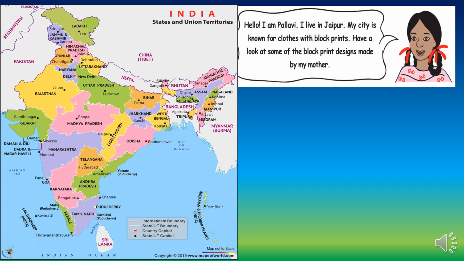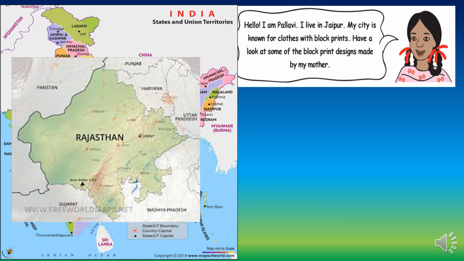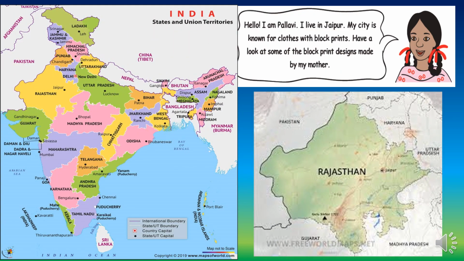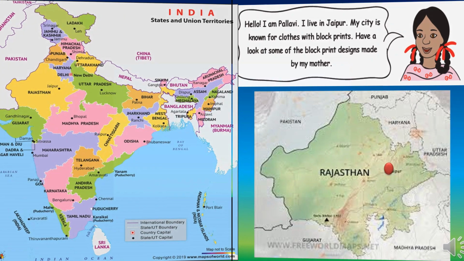So first of all, let me tell you about Jaipur. Jaipur is the capital of Rajasthan. Here in the map of India you can see this yellow color, map of Rajasthan, right? And in the map of Rajasthan, here is Jaipur, the capital city. It is also known as Pink City. Jaipur is famous for block printing.